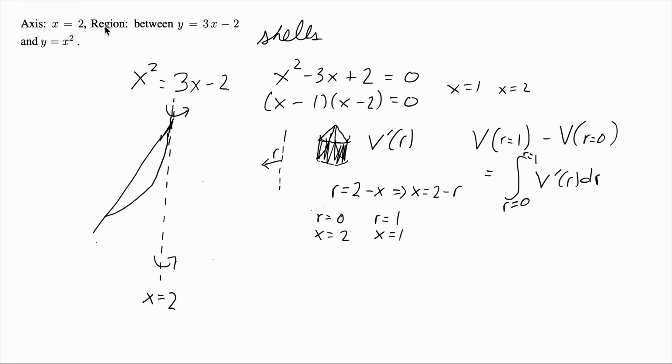First of all, we understand what the line is. The line is x equals 2, and we're rotating a region which is given right here between y equals 3x minus 2 and y equals x squared.